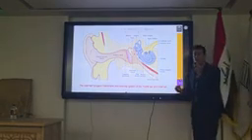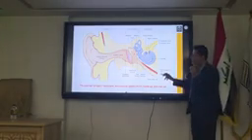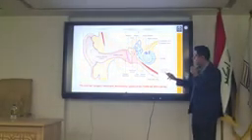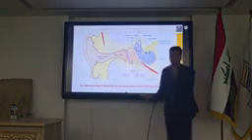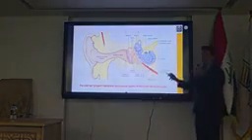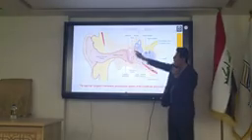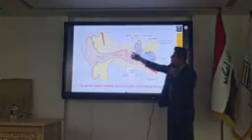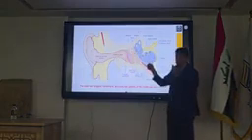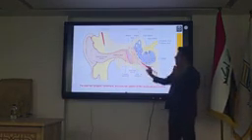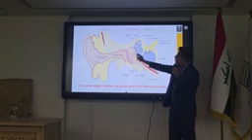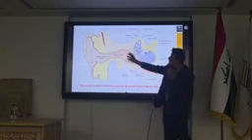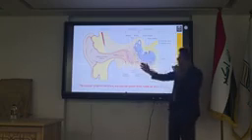Okay, there are also two muscles here. The first one is tensor tympani, second one stapedius. This one is connected to the handle of the malleus, so it pulls the malleus inward, right? But this one, stapedius, is connected to the stapes, so it pulls the stapes outward, right?